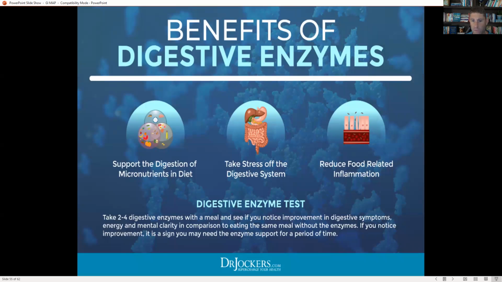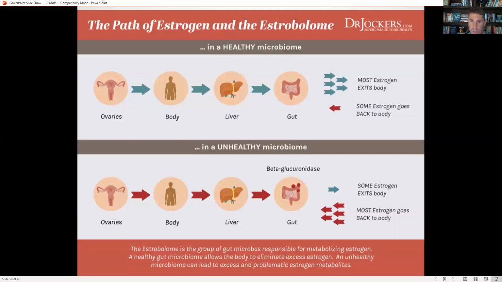Now, taking digestive enzymes can really help, right? The digestive enzyme test is you take 2 to 4 digestive enzymes with a meal, and you just see if you feel better, right? And if you notice that you are digesting your food better, you have better energy, better mental clarity in comparison to eating the same meal without the enzymes, you may need digestive enzymes, at least for a period of time. And that can really help support your absorption of micronutrients, take stress off your gut, allow your gut to heal, and reduce food-related inflammation.